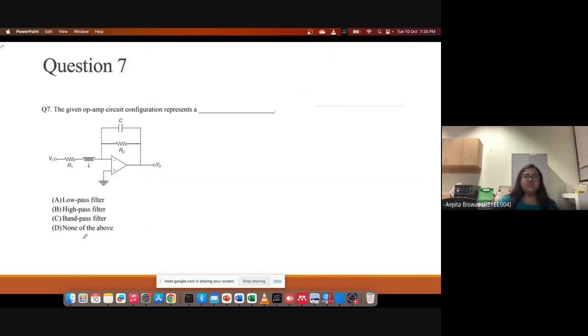So next, move toward the question number 7. The given op-amp circuit configuration represents a. So carefully see the op-amp circuit and try to find out the right answer. The first option is the low pass filter. The second option is the high pass filter. The third option is the band pass filter, and the fourth option is none of the above.